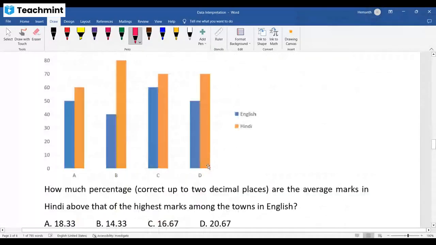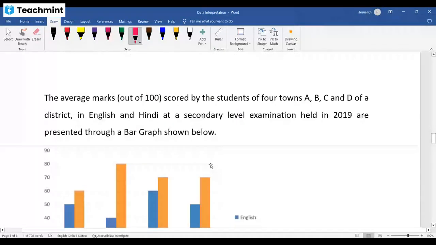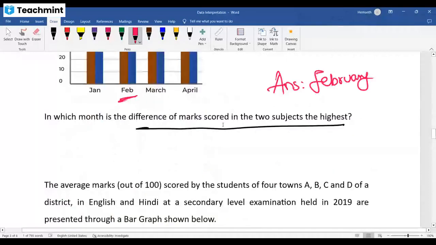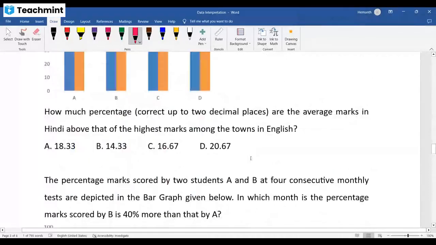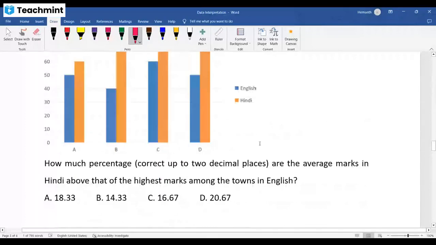Now again, this was previously English and maths. Now the same with English and Hindi. Now the question is: how much percentage are the average marks in Hindi above that of the highest among the towns in English?